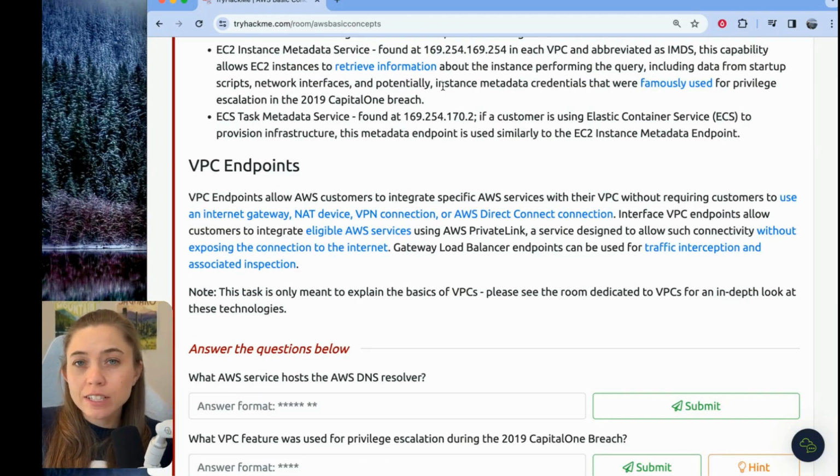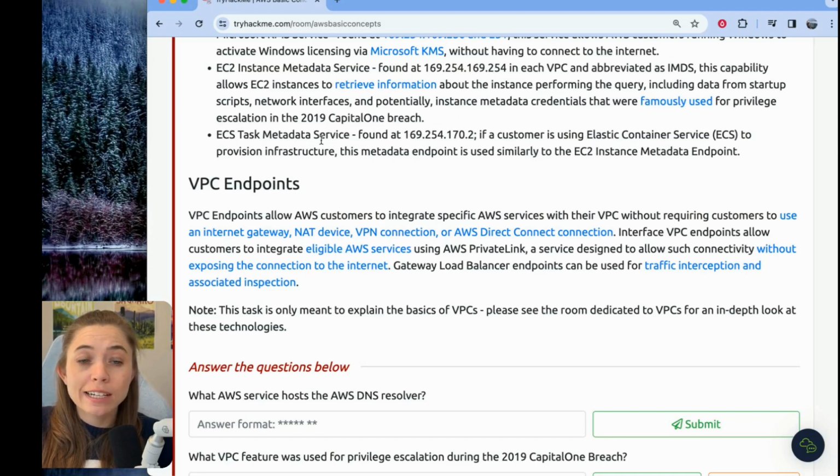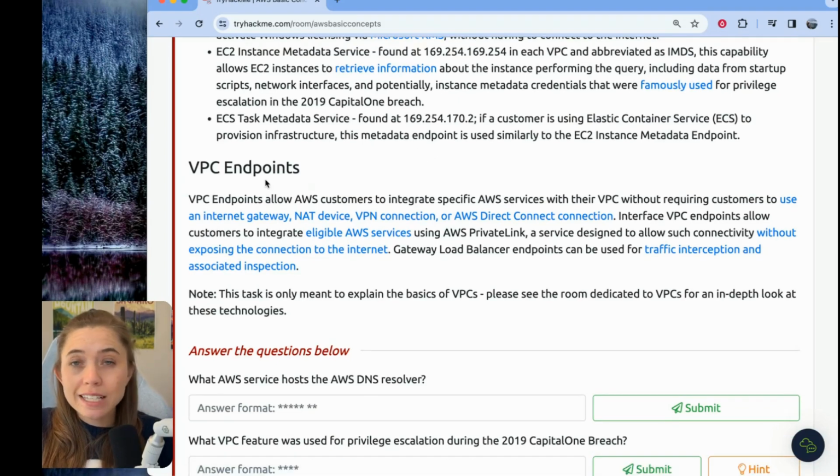Why do you hear about the metadata service so often in association with cloud security? Well, one of the things that you can retrieve with the instance metadata service is instance metadata credentials. And there was a very famous cloud hack in 2019, a Capital One breach, which is referenced here. And that's part of what happened in that attack path, where instance metadata credentials were accessed and then used for privilege escalation to breach Capital One's AWS environment. Last thing on this list here, ECS task metadata service. So ECS is the Elastic Container Service, which is another compute service in AWS. And if you are using ECS to provision your containers, you can use the ECS metadata service similar to the EC2 metadata service.